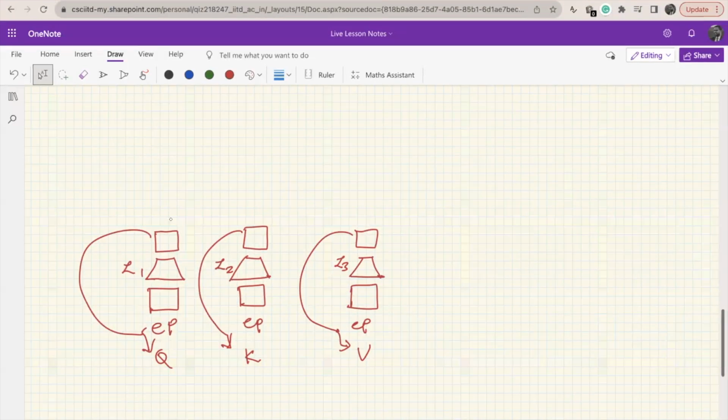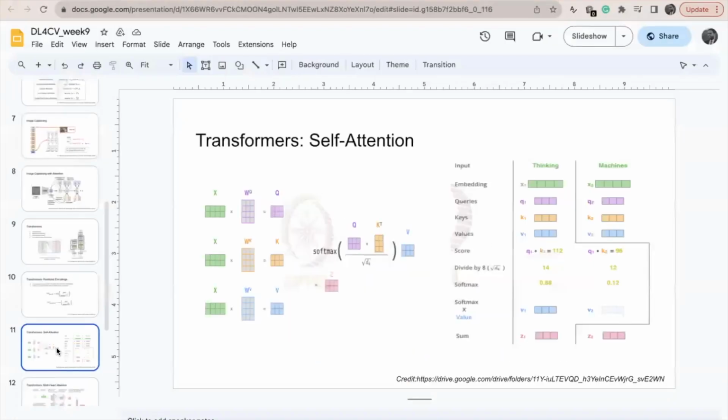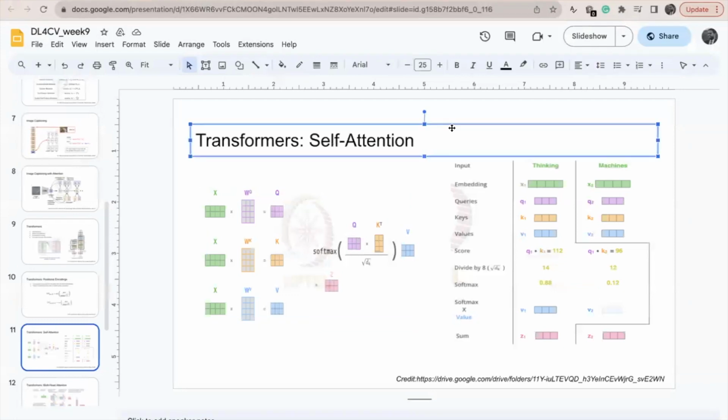So we have this. Now what we need to do is find Z. We got the query, key, and value, so now we need to find Z. So how do we find it?